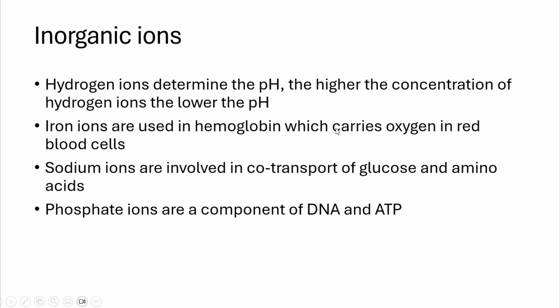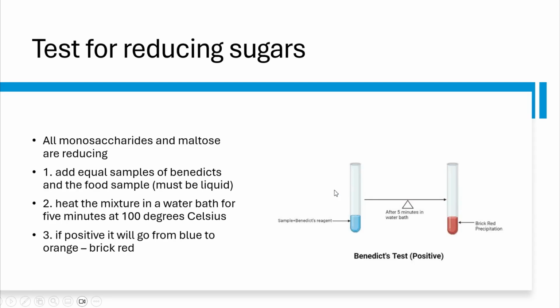Inorganic ions. Hydrogen ions determine the pH. The higher the concentration of hydrogen ions, the lower the pH, the more acidic it is. Iron ions are used in hemoglobin, which carries oxygen in red blood cells. Sodium ions are involved in co-transport of glucose and amino acids, which we'll see in a minute. And phosphate ions are a component of RNA and ATP. You have phosphate in DNA, you have phosphate in ATP.